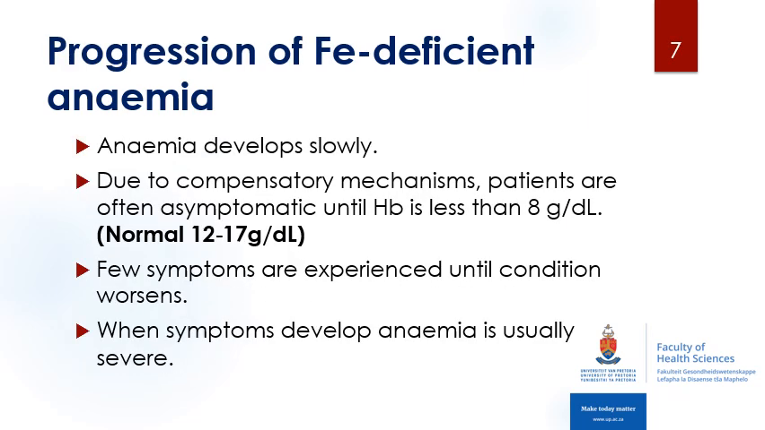So if we look at the progression of iron deficiency anemia, it usually develops quite slowly. Due to compensatory mechanisms in the body, patients are only symptomatic if their hemoglobin levels drop below 8 grams per deciliter. Before then, few symptoms will be experienced and the condition will simply worsen. When symptoms develop, the anemia is usually quite severe and can lead to quite severe symptoms.